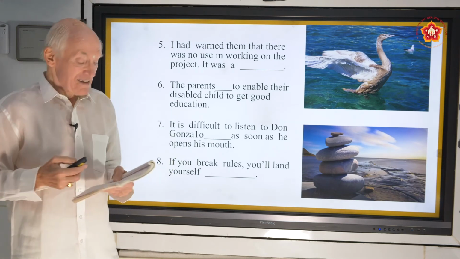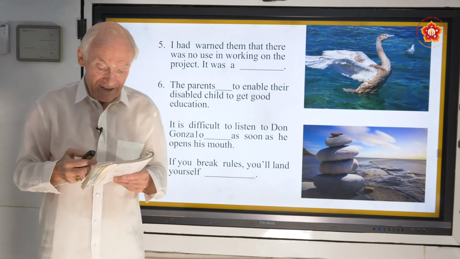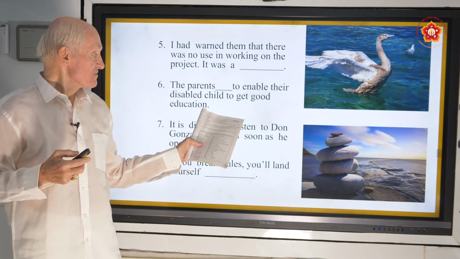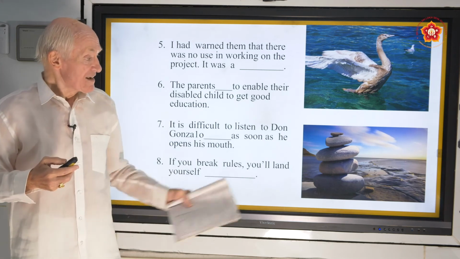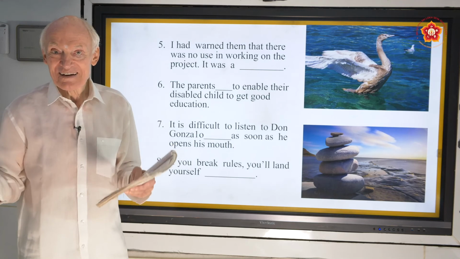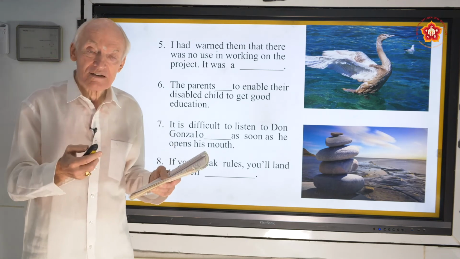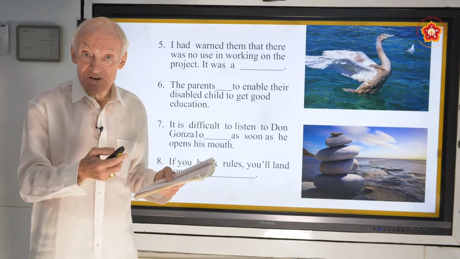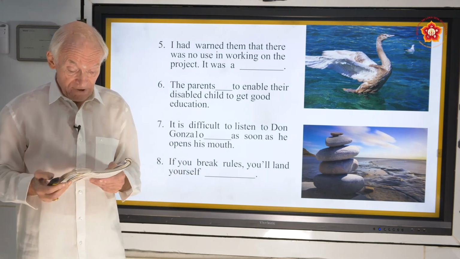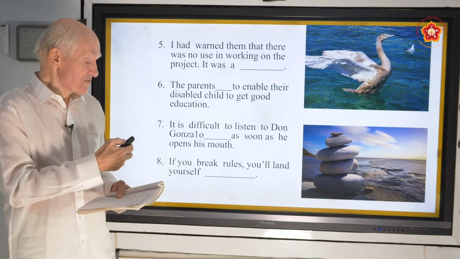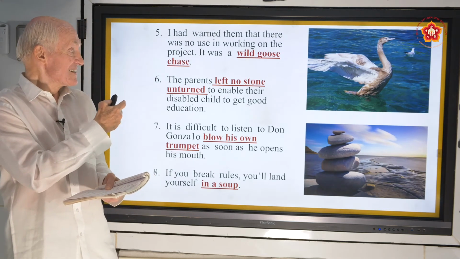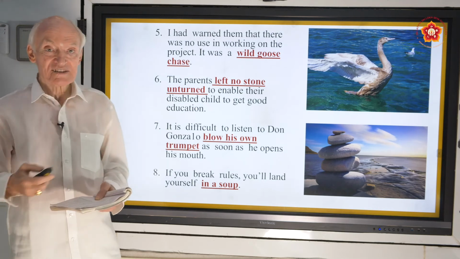Number 6, the parents, okay, looked for a position for their child, all right? And they have all these stones here, and they looked under every stone. They checked out every school. They checked out every person that could do personal home training. They wanted to get their son educated, but he had a learning problem. So they left no stone unturned. Let's see. It was a wild goose chase, and they left no stone unturned to enable their disabled child to get a good education.